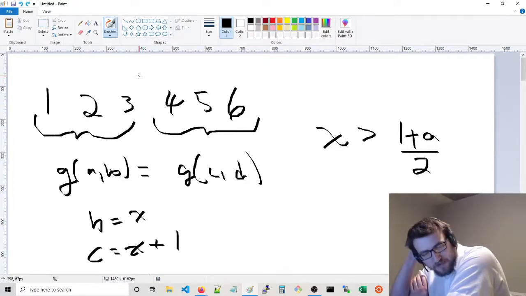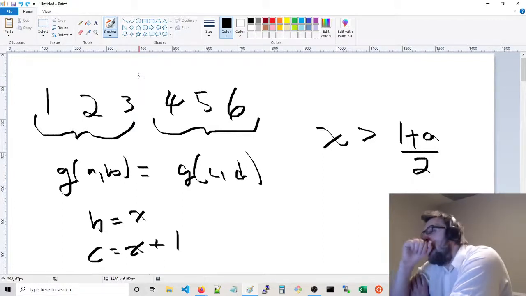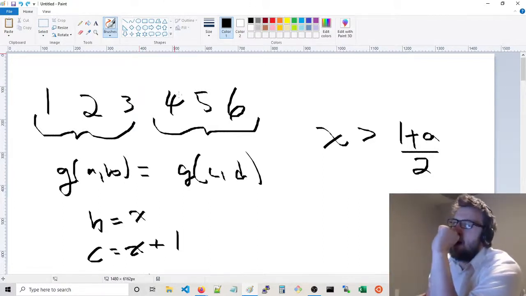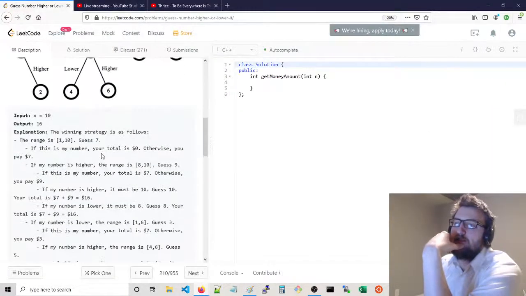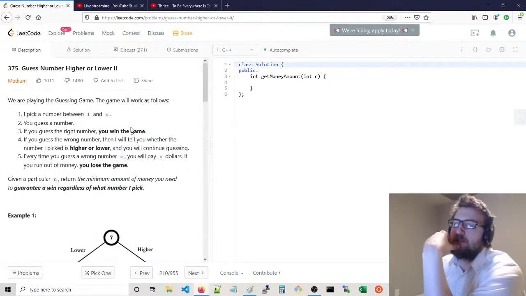Actually, that's a good question. It's like, what do I even try to do here? I guess find the optimal algorithm first. This is relatively small, right? If n is relatively small, then I think we can kind of somewhat brute force this. It's between 1 and 200, so maybe we just brute force this.